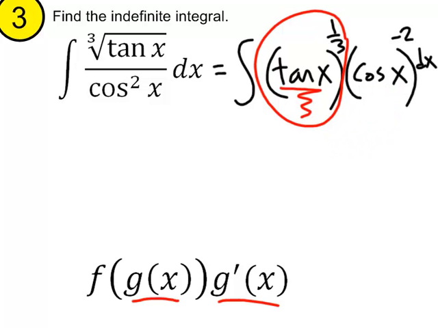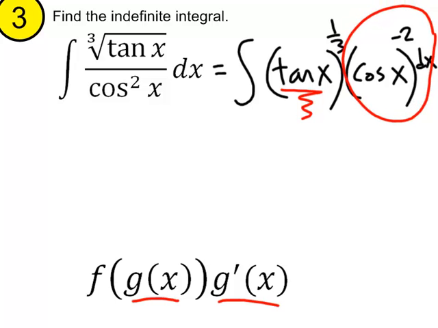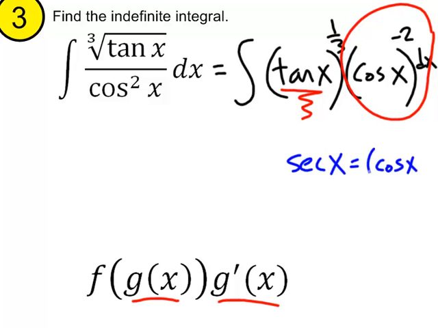So let's now consider the other possibility. Let's say tangent x is our g of x, and then g prime would have to be secant squared. So is there a way that I can turn this thing hanging outside the function into secant squared? Well, absolutely there is. We recall our basic trig identity that says that secant x is just cosine x raised to the -1 power. It's the reciprocal of cosine x. And therefore, if I take secant squared of x, that's going to be cosine x to the -2 power. That's exactly what we've got hanging out here.